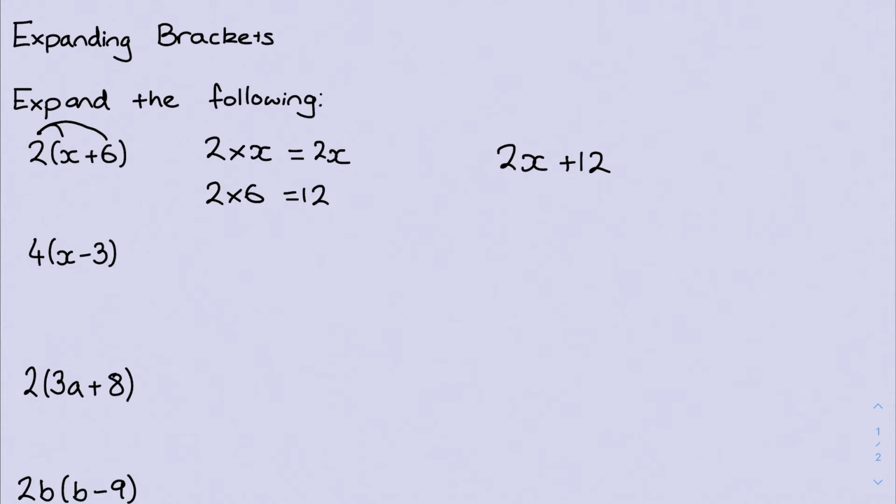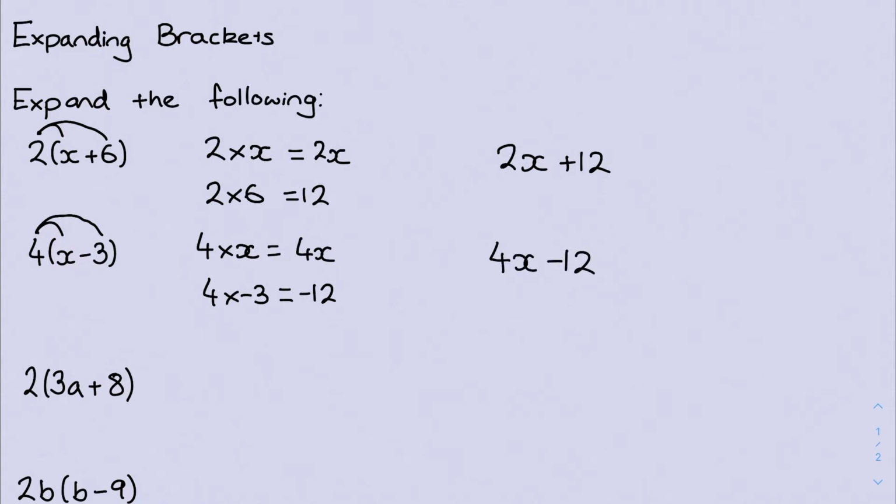Okay, so we'll try another example, this time with a negative. So same again, we'll draw on our multiplier lines. And we'll be looking at doing 4 multiplied by x, which is 4x. And then 4 multiplied by minus 3, which will be minus 12. So our answer here would be 4x minus 12.